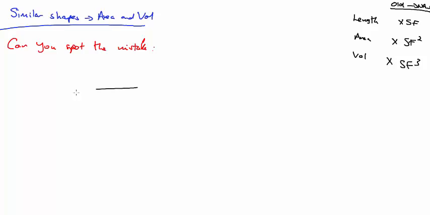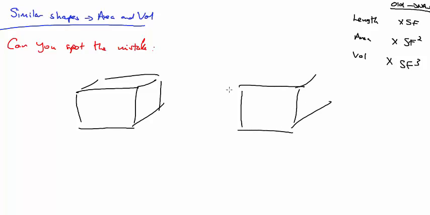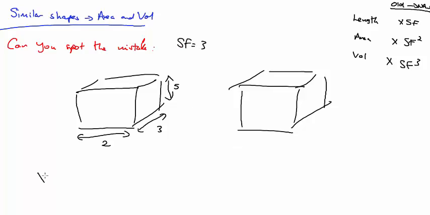So let's have a look at a 3D shape as well. Here's what we need to understand. So here's a 3D shape. I know that doesn't look bigger, but just imagine that's bigger, yeah? So imagine that's 2, imagine that's 3, and imagine that's 5, okay? Now imagine if the scale factor here is 3. By the way, the volume here will be 2 times 3, which is 6, times 5. So the volume here is 30.